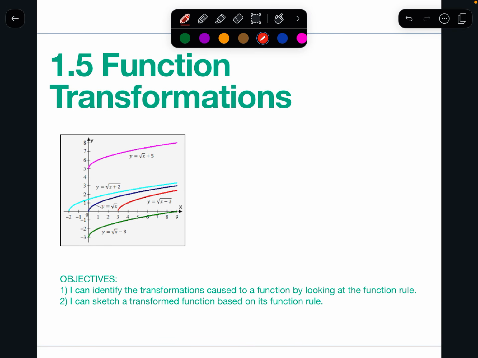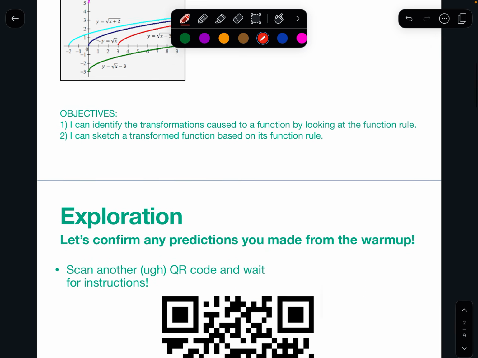Hello everyone, and thank you for joining me today in our lesson about function transformations. We have two objectives today. We are going to identify the transformations caused to a function by looking at the function rule, and then we will sketch some transformed functions based on those function rules.